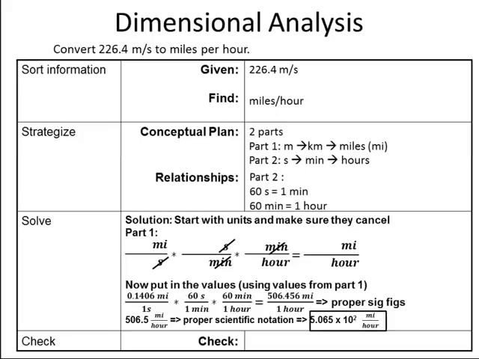Now I want to check to see, does this answer make sense? Well, if I've got 226.4 meters per second is what I started off with, and now I want to go per hour, well, I should end up with roughly real close to about the same amount of miles per hour. So yeah, that seems to make sense. If I'd have gotten a really small value, it wouldn't have made sense, but this one does.